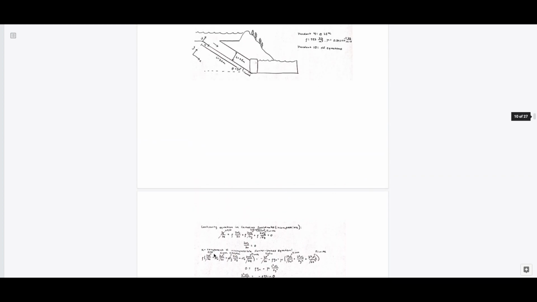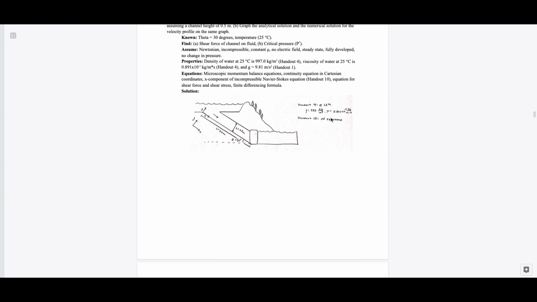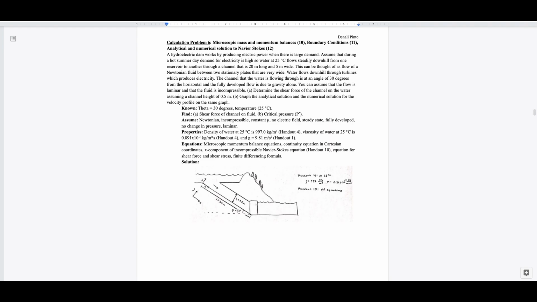Properties of water at 25 degrees Celsius were taken from handout 4, and many assumptions were made. This was to use the Navier-Stokes equations. These assumptions included that the fluid was Newtonian, incompressible, constant viscosity, no electric field, steady state, fully developed, and that there was no change in pressure. The flow was also assumed to be laminar.